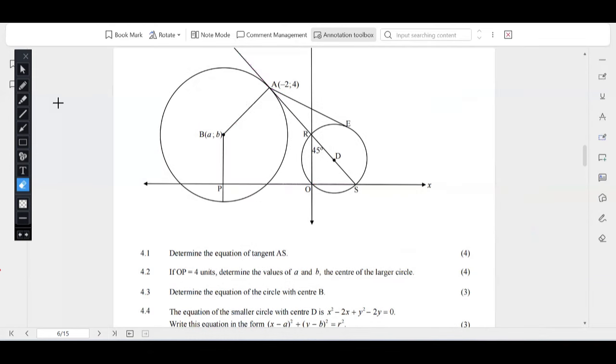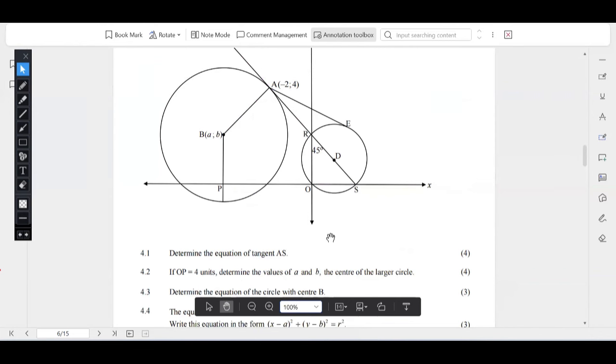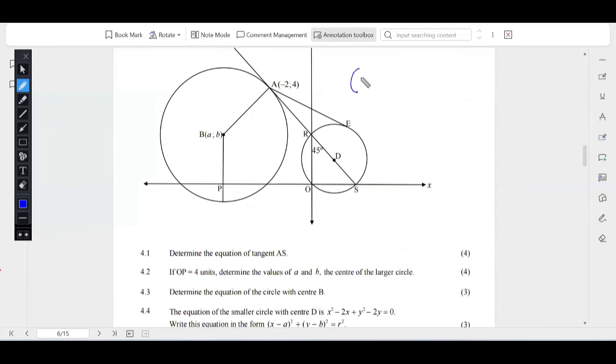Okay, let's now go to 4.3. It says determine the equation of the circle with center B. We already have the coordinates of the circle. So B, let's write the coordinates of B. They were negative 4 and 2. So we know the equation is (x minus a) squared plus (y minus b) squared, and then it's equal to r squared. So this is the standard formula for the circle.